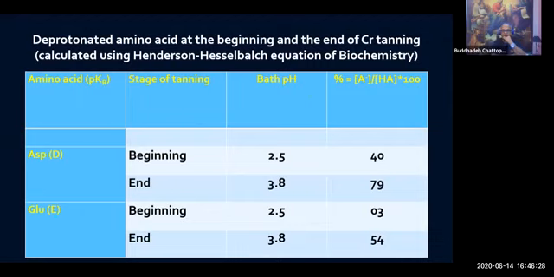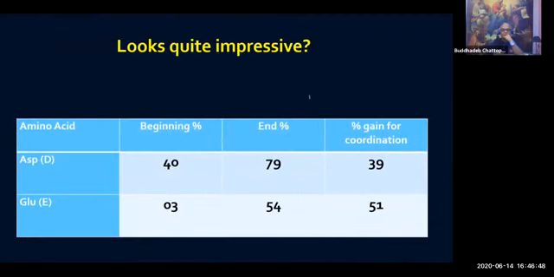Glutamic acid, likewise, at the beginning at pH 2.5 is only 3% ionized, and at the end at pH 3.8 it jumps to 54%. So coming to the conclusion here, you can see it's quite impressive. Aspartic acid at the beginning is 40% ionized, able to coordinate with the chrome complex. At the end of chrome tanning it increases to 79%. That is during the basification, it goes on and on.